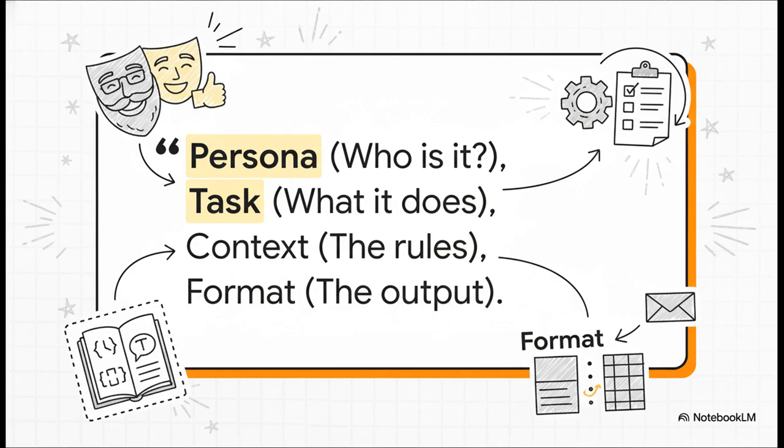First, you've got persona. Who is this AI? Is it a senior strategist, a friendly, encouraging coach? Second, the task. What exactly does it do? Third is context. What are the rules, the constraints, things like tone or word count? And finally, format. What should the output look like? Paragraphs? Bullet points? Maybe a table? Nailing these 4 pillars is the secret sauce to a great gem.